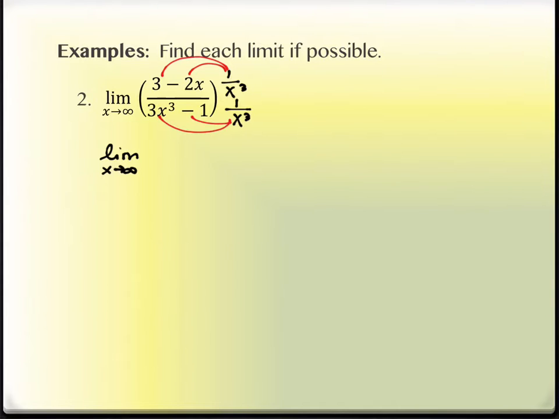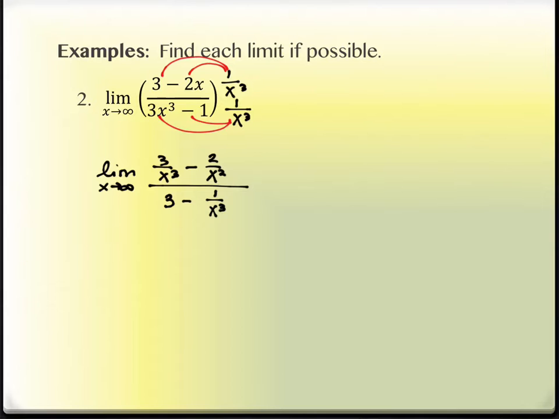So 3 times 1 over x cubed is 3 over x cubed. How about the negative 2x times the 1 over x cubed? It's negative 2 over x squared. Okay, is that all right? I'm going to simplify as we go. On bottom, the 3x cubed times the 1 over x cubed would just give me 3, right? And then the last piece is a 1, so I have minus 1 over x cubed.